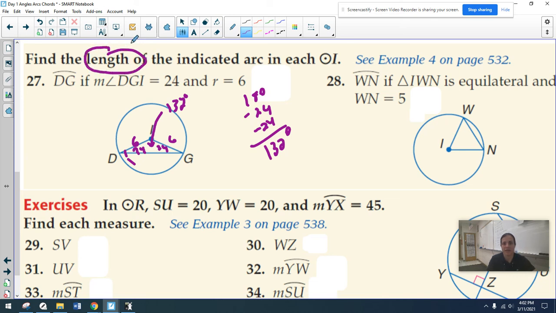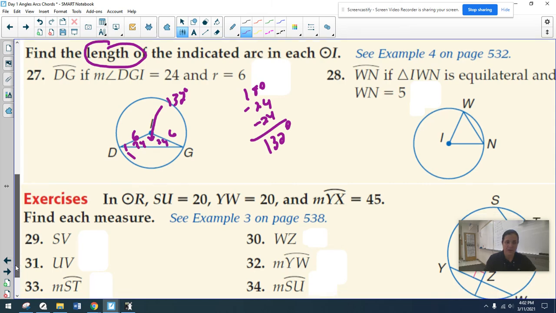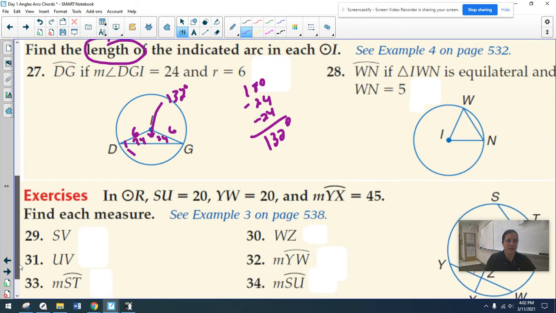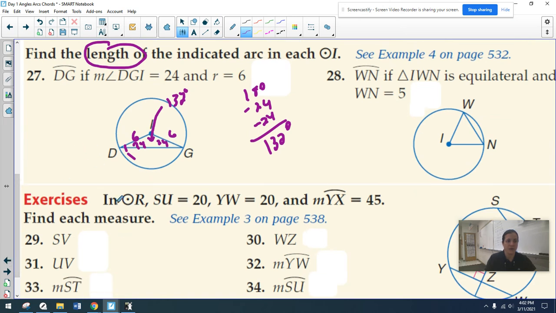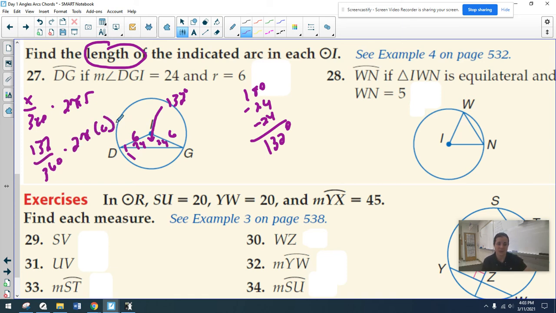Here's the issue. It asks you for the length. So that's why I was saying you kind of have to watch out for that, especially when we take the unit test. So if they asked for the measure, it'd be 132. If they asked for the length, we had to go back up and do our formula, which is not on this page. It was x over 360 times 2 pi r. So X is your angle. I still had to find that angle. So I've got my 132 over 360 times 2 pi.